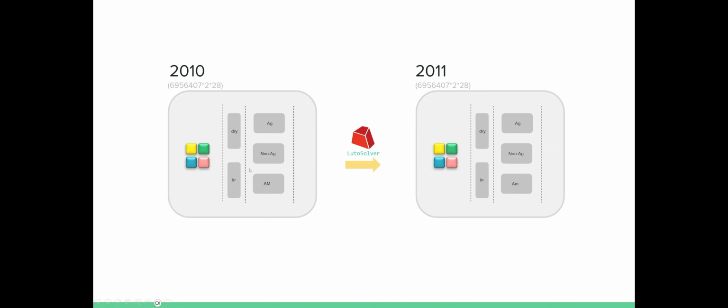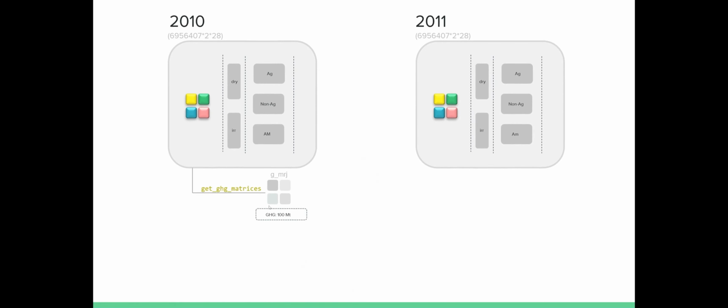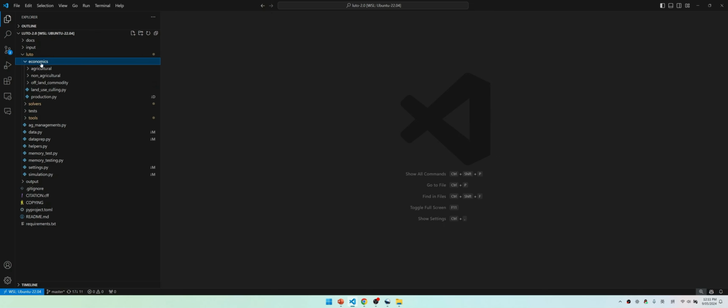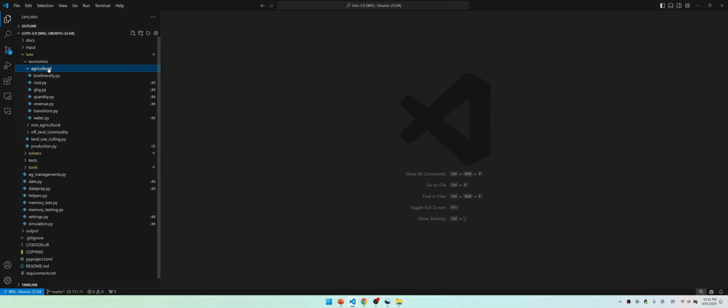But how exactly can a pixel be transformed to the following year? We will use an example of greenhouse gas to show how this transformation happens. Let's go back to the Luto project. We can find the greenhouse gas calculation under the Luto directory, in the economics and agricultural subdirectory.